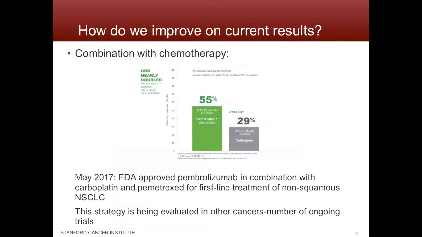This is actually already now FDA approved in the summer of this year, a combination with chemotherapy in first-line treatment of non-small cell lung cancer. So we saw even more response to the checkpoint therapy, and so it's now approved as a combination. So carboplatin with pemetrexed with a checkpoint inhibitor.